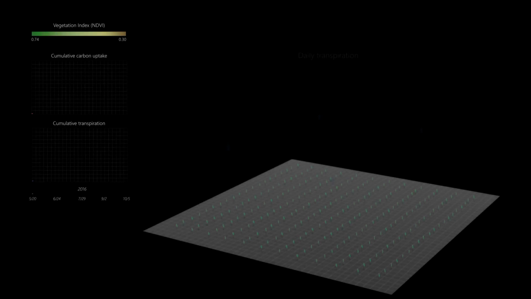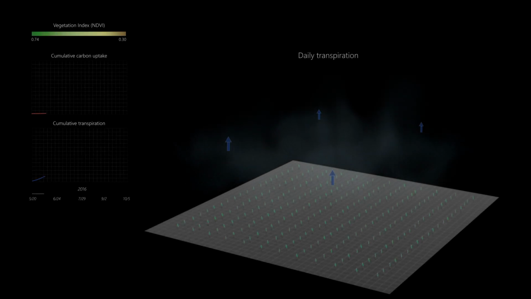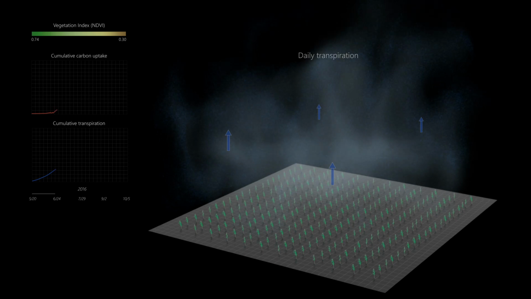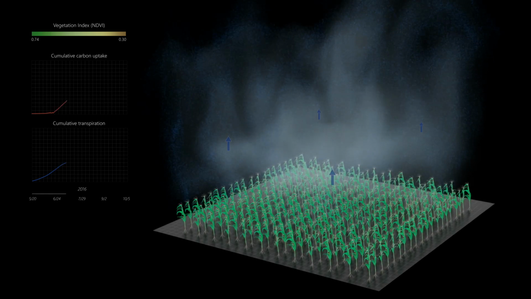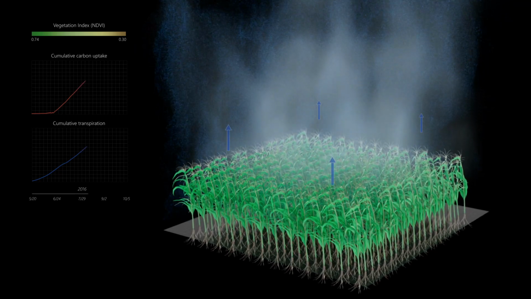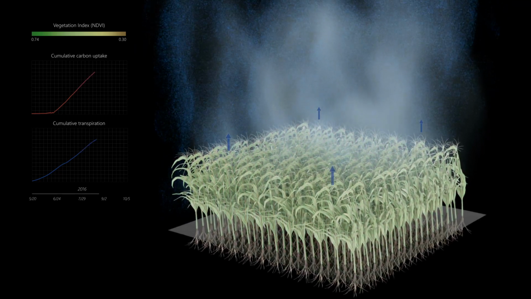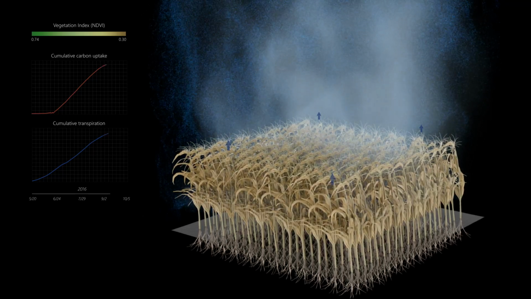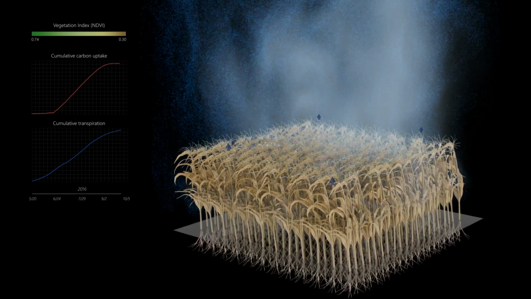At the same time as plant stomata are taking up this carbon, they are also releasing water vapor to the atmosphere in a process called transpiration, here shown as blue arrows. The cumulative transpiration over a growing season is illustrated by this cloud of water vapor. Transpiration and evaporation are important parts of the water balance in addition to rainfall and runoff.